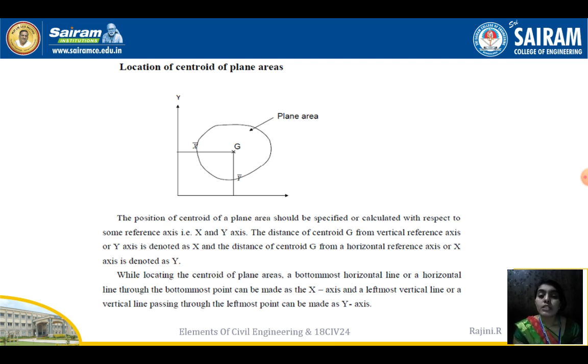Next, the distance of the centroid G from the vertical reference axis, the y-axis, is denoted as x bar, and the distance of centroid G from the horizontal reference axis will be taken as y bar, right? So we need to remember, the axes will be x and y, but the distances of the centroid will be x bar and y bar. While locating the centroid of a plane area, a horizontal line through the bottommost point can be made the x-axis, and the leftmost vertical line will be called the y-axis.